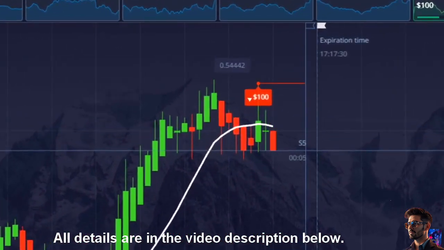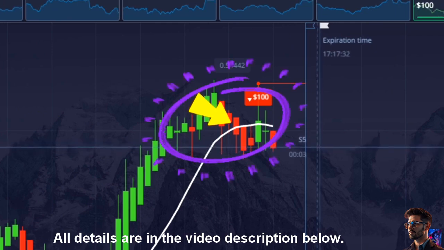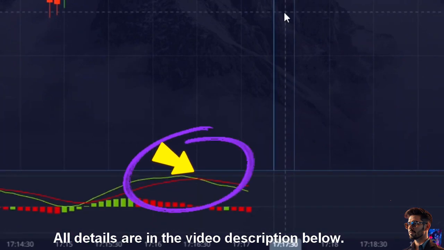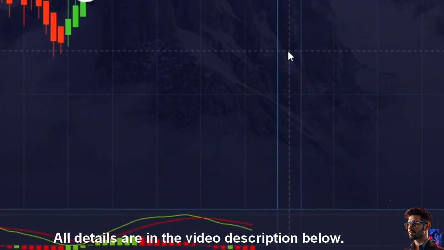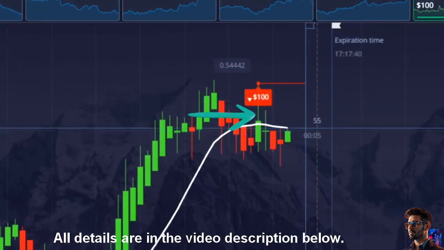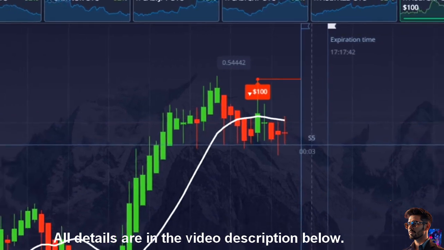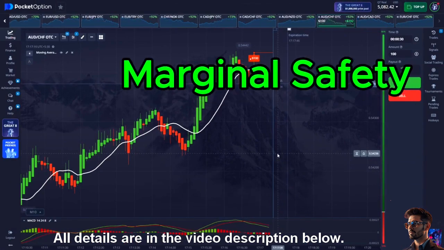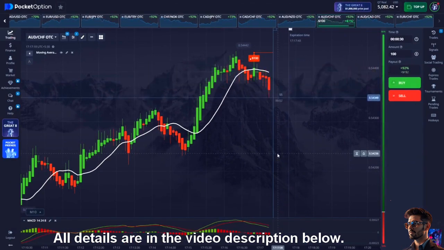The market crossed the white line of moving average in the downward direction, and our MACD lines also crossed each other for the downward direction. And here we can see that a green candle formed, on which I took a trade for the downward direction, and I have taken a trade with a great marginal safety, so I think this is going to be a big win, and of course it's a win again.